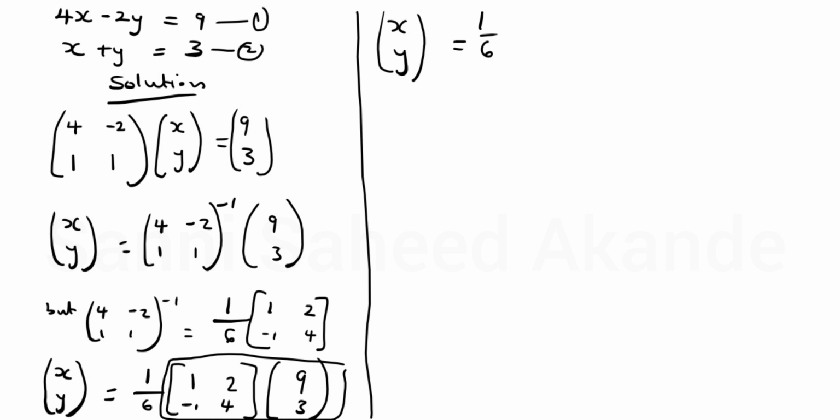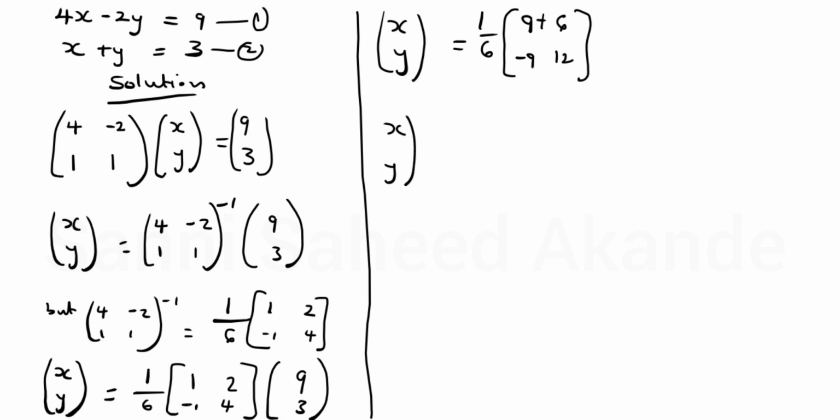Now when you multiply that, you are going to have 1 times 9 is 9, then plus 2 times 3 is 6. All right, so we have minus 1 times 9 is minus 9, then 4 times 3 is 12. So x and y is equal to 1 over 6. Now 9 plus 6 will give us 15, and minus 9 plus 12 will give us 3.